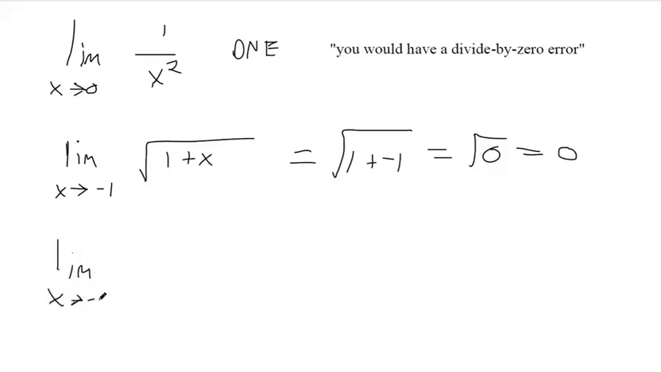Let's do one more, something similar. We'll say x approaches -2 for this. You can't use substitution here because if you plug in -2, then it's 1 plus -2, so that would be the square root of -1. And that would be an imaginary number.